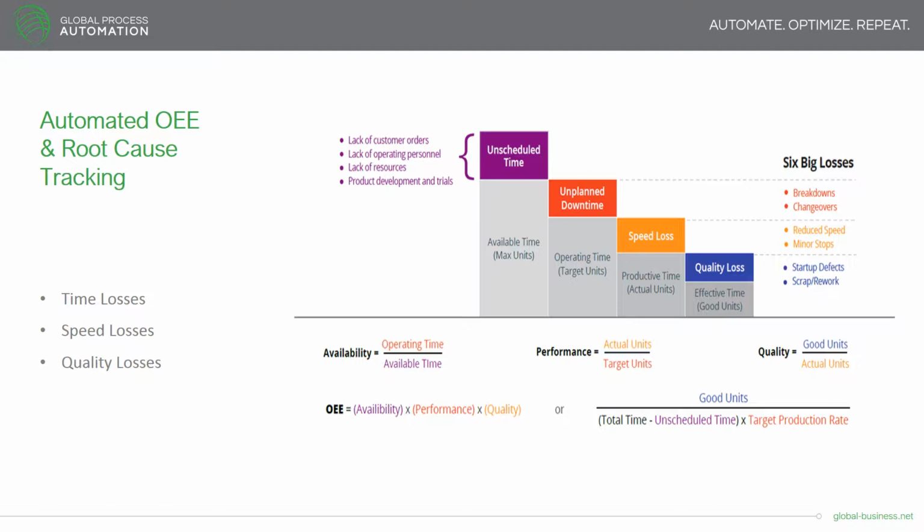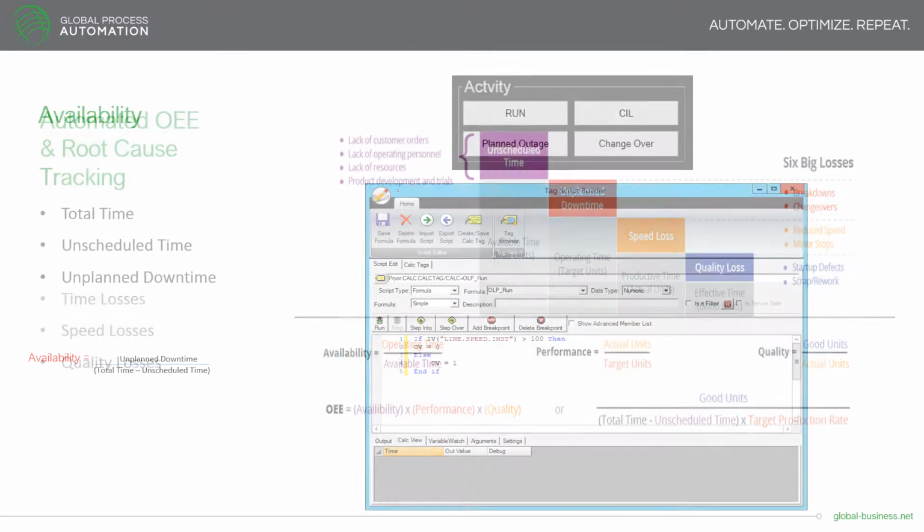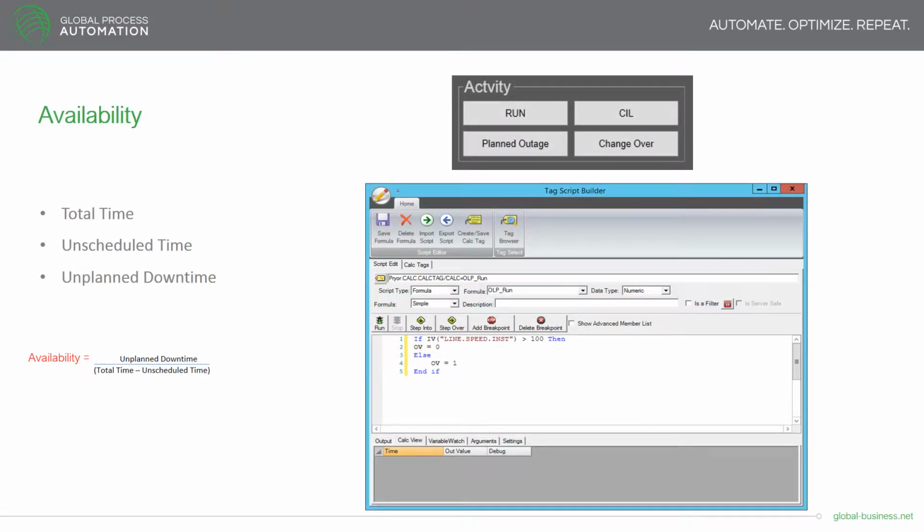Speed losses take into consideration reduction in production speed and minor stops. Quality losses take into consideration startup and shutdown defects, scrap, rework, or any product that does not meet the quality and needs additional processing. Once we've identified these key variables, the OEE calculation then is simply availability times performance times quality.